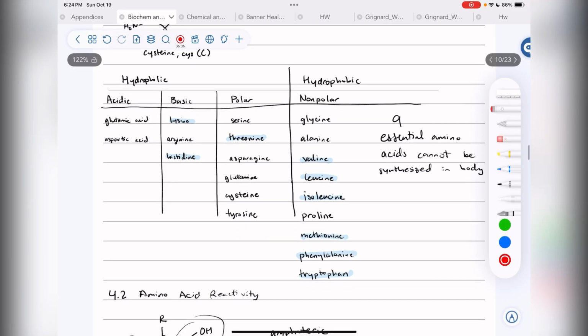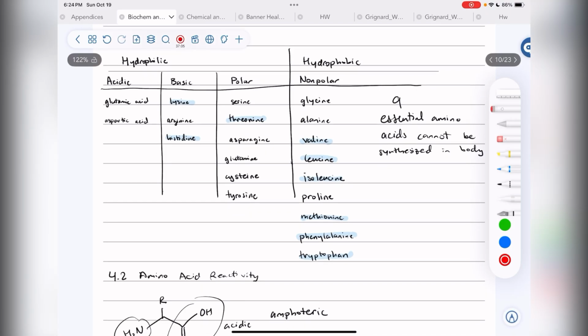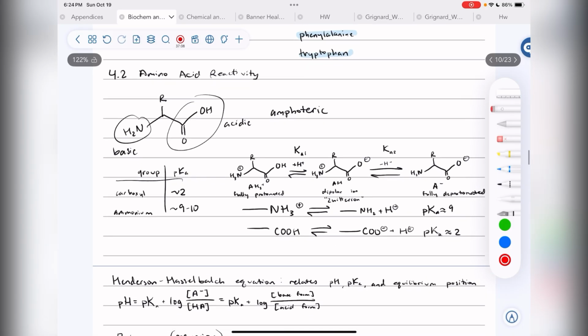Okay, not too bad. The nonpolar ones: glycine, alanine, valine, leucine, isoleucine. Those ones are really easy for me to memorize for some reason. Proline, remember that's the one that comes in a ring. Methionine, thio, that's the one that has the sulfur in there, but remember it was connected to carbons on either side, so it's considered nonpolar. Phenylalanine, it just has the benzene ring. Tryptophan, the biggest one. Okay, amino acid reactivity.